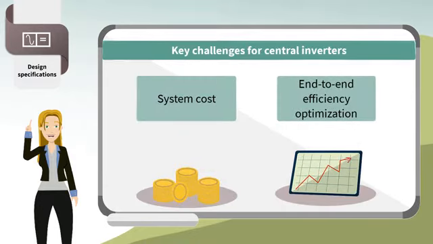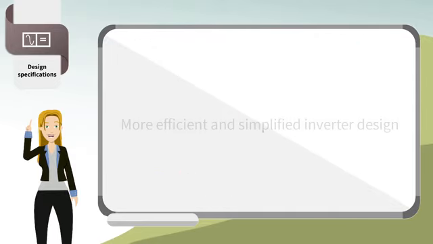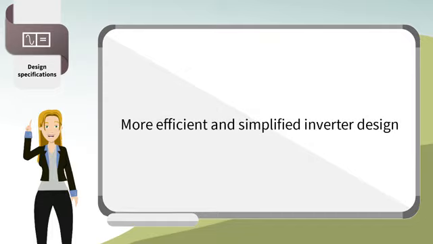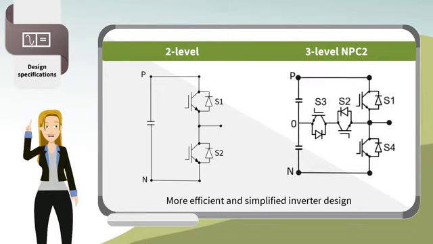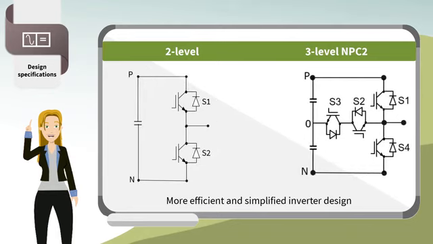As explained, system cost and end-to-end efficiency optimization are the key challenges for central inverters. To achieve a more efficient and simplified inverter design, the simple two-level or NPC2 topology is now preferred. To facilitate these topologies, industry demands power semiconductors with low cosmic ray-induced failure rate, while maintaining conversion losses as low as possible.